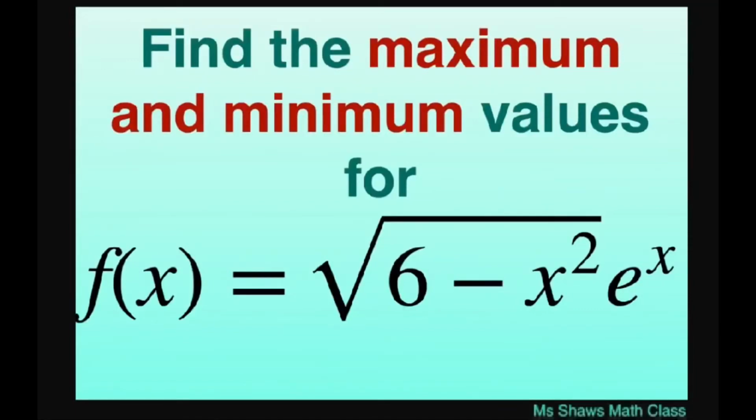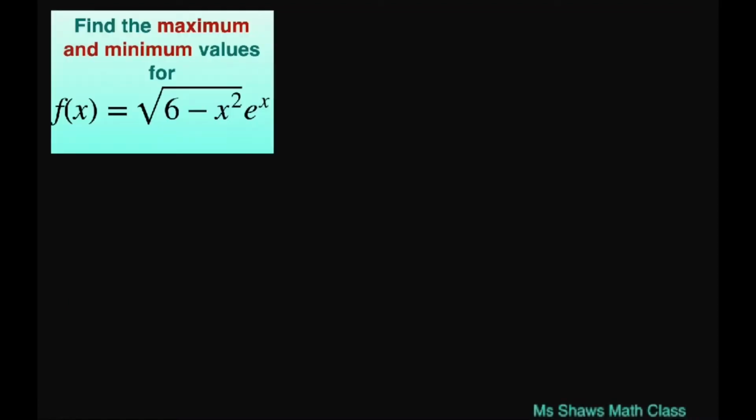Hi everyone, we're going to find the maximum and minimum values for f of x equals square root of 6 minus x squared times e to the power of x. Alright, we're going to find some endpoints here. We've got to check our domain for this.